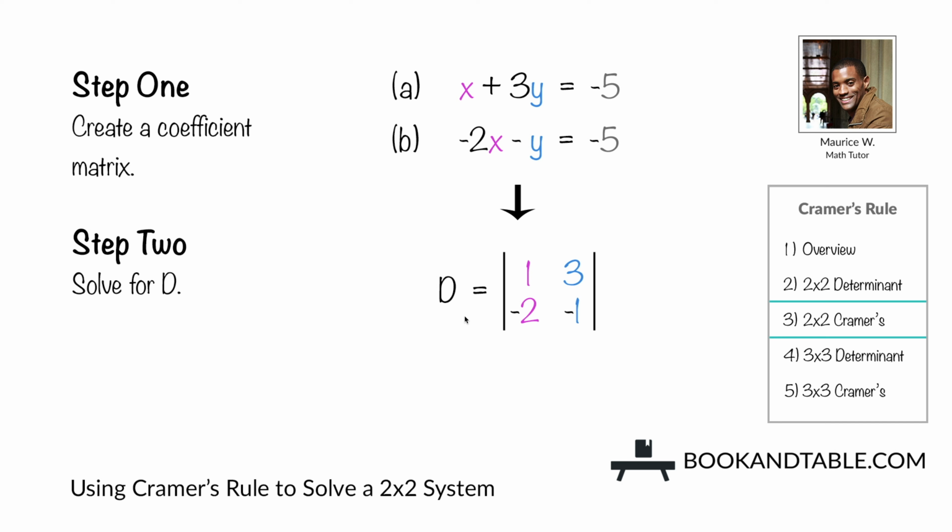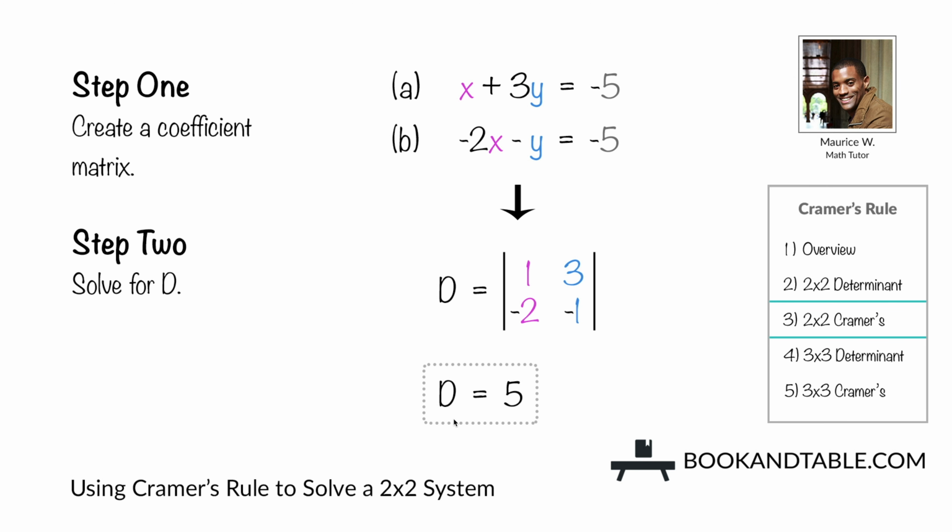Now step 2, we can solve for d. We want to multiply 1 times negative 1 first, and then we place a minus sign after that, and then multiply negative 2 times 3. So now we have 1 times negative 1 minus negative 2 times 3. When we solve for d, 1 times negative 1 is negative 1, minus negative 2 times 3, which would be negative 6. Negative 1 minus negative 6 is equivalent to negative 1 plus 6. So we see d is equal to negative 1 plus 6, which would be equal to positive 5.